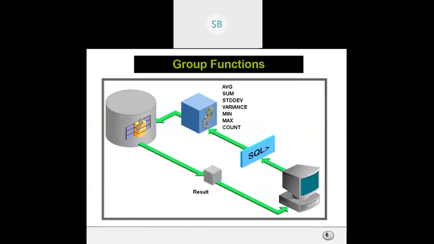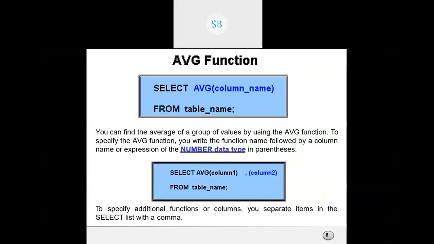Now we'll see the application of the group functions. Here you can see which group functions there are, and some of them you have also used: average, sum, standard deviation, variance, mean, max, count. Let us see the syntax one by one. As you have done for average, you can see how we do it: select, then the group function name, that is AVG, and then the column name from table name.